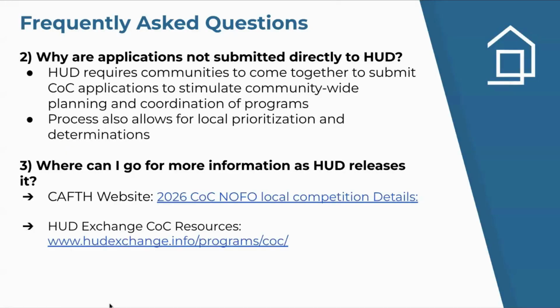Why are applications not submitted directly to HUD? HUD requires communities to come together to submit COC applications to stimulate community-wide planning and coordination of programs. We have a local competition so that we can do a preliminary review of all projects, make sure that they meet those threshold requirements, and then make recommendations to HUD. And that's what the rank and review does. They do that prioritization piece, and Community Alliance for the Homeless facilitates that whole process. And then we submit all those applications to HUD on behalf of everybody.